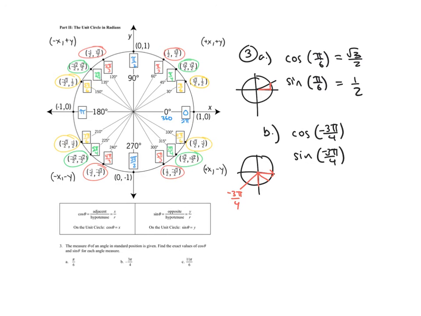So it's in quadrant 3. Both the x and y coordinates are negative. It's coterminal with 5 pi over 4. And so our answers are going to be, both of them are going to be negative root 2 over 2.